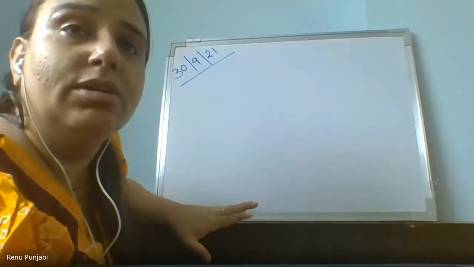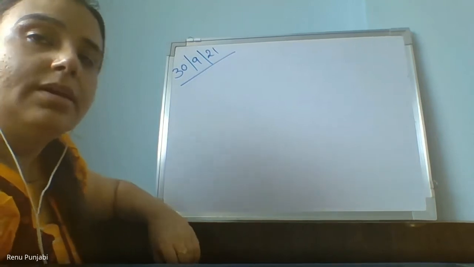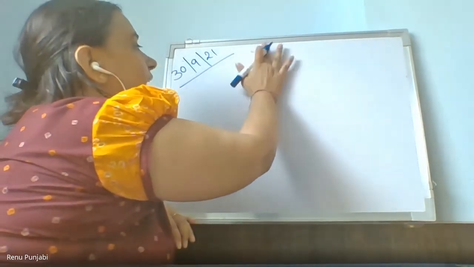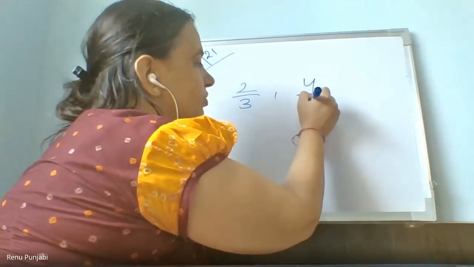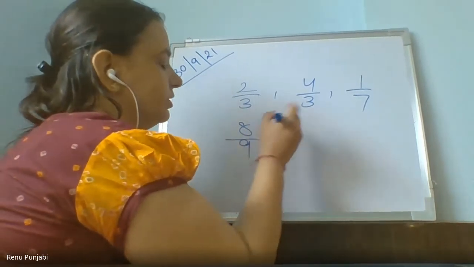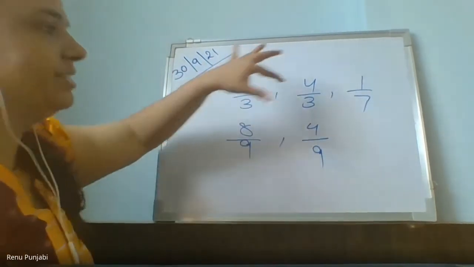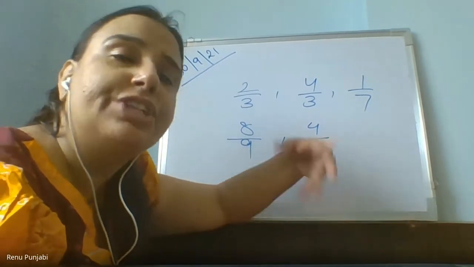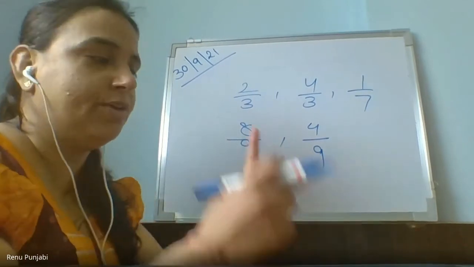So this was the introduction about fractions that we have done. Now we are going to learn today about the types of fractions. Why are we learning types of fractions? Because suppose these different fractions are given to you in a group, and you have to identify which type this fraction is.